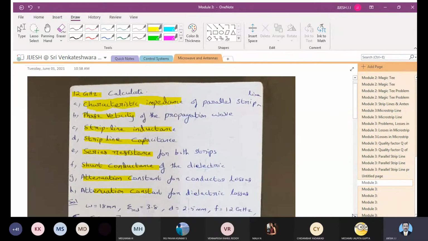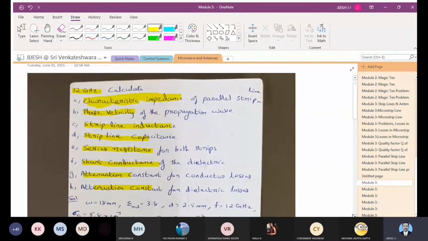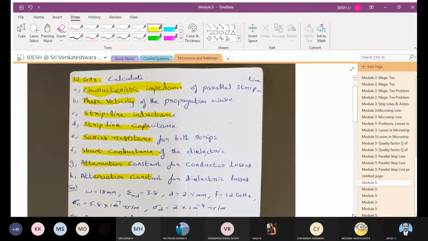So the values given, first you can start with the characteristic impedance Z0. These are the values given here. W is 18 mm, epsilon RD is 3.8, D is 2.5 mm, F is 12 gigahertz, sigma C is 5.8 into 10 raised to 7, and sigma D is 2 into 10 to the power of minus 4 mho per meter. You have to use the equation for characteristic impedance and do the problem.